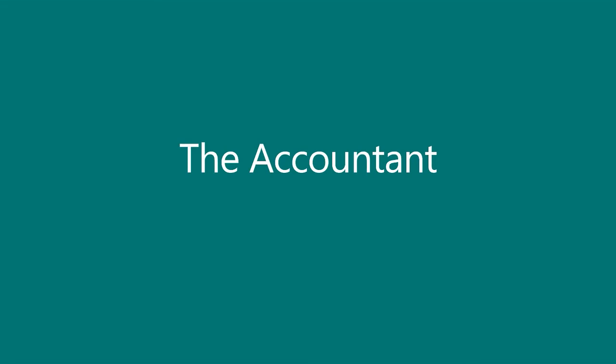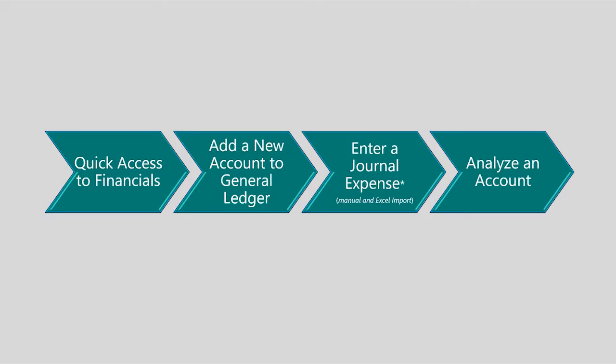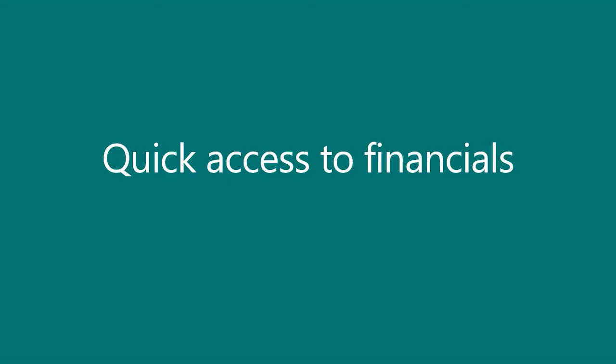In this demonstration, we'll talk about the role of the accountant and how to help them manage their day-to-day, detail-oriented work of doing the accounting for the company. We'll start with quick access to financial information. We'll add a new account to the general ledger. We'll show you how to enter a journal expense, both from a manual, traditional process, as well as using the Excel import. And then we'll analyze the impact on that account.